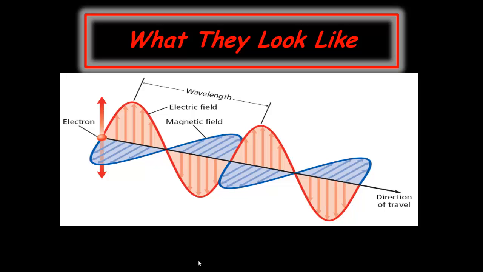Here is what an electromagnetic wave looks like. This is like a Mac Daddy transverse wave. It is a huge transverse wave, because if you look at the red, look, up, down, up, down, up, down. Same thing with the blue, up, down, up, down. So it's basically like two transverse waves overlapping each other. So that's why I call it the Mac Daddy, the big transverse wave. So that's what an electromagnetic wave looks like.